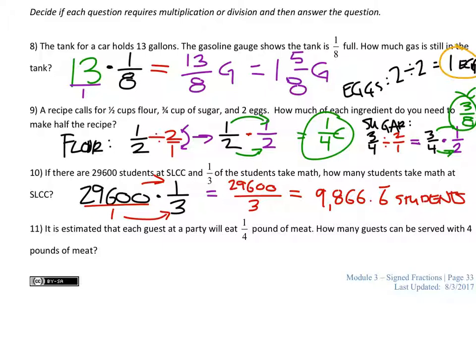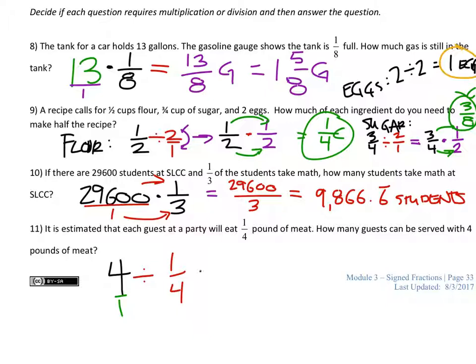Next one, it is estimated that each guest at a party will eat 1/4 pound of meat. How many guests can be served with 4 pounds of meat? All right. Well, each of them is going to be eating 1/4 pound of meat, so we're going to divide this up into fourths. I'm sorry, that's 4 pounds of meat divided into 1/4 pounds. So we'll make that 4/1 if it really helps us.